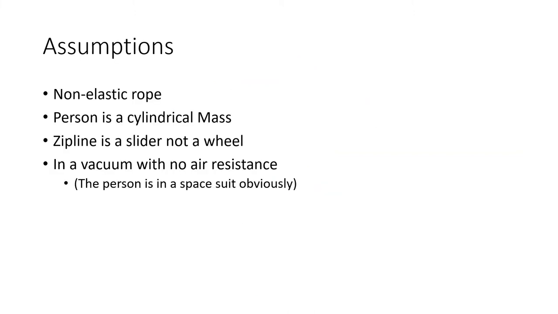Here are our assumptions. We're going to have a non-elastic rope. The person is a cylindrical mass. The zip line is a slider, not a wheel. And it's in a vacuum with no air resistance, just so that doesn't cause a moment.